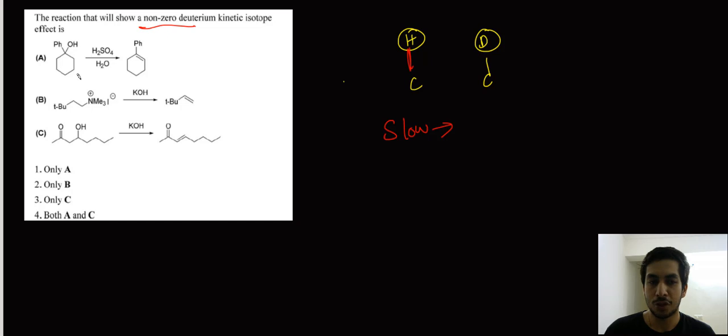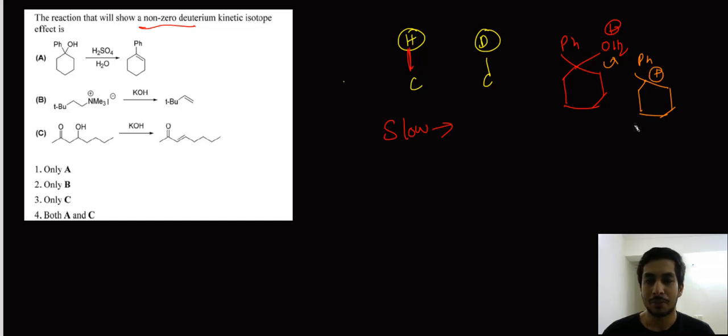Now in the first option, this is basically a tertiary alcohol and you're adding acid, so it will protonate the OH, and it will lead to an SN1 type reaction, where this is your leaving group, and this leaving group will leave and a carbocation will be generated, right? So in this particular case, the generation of the carbocation is the rate determining step. The generation of the carbocation is the rate determining step. So you can see there is no involvement of the carbon-hydrogen or carbon-deuterium bond.